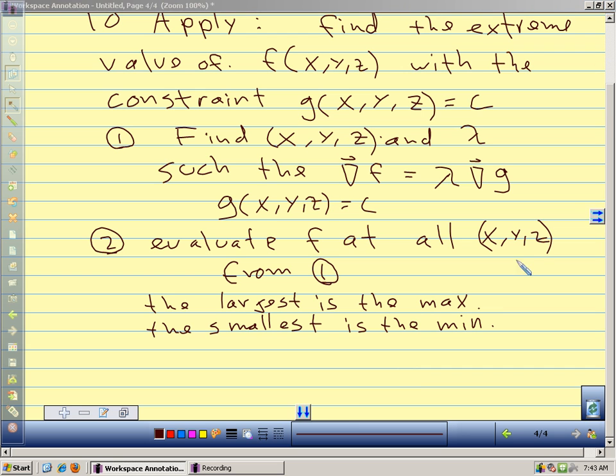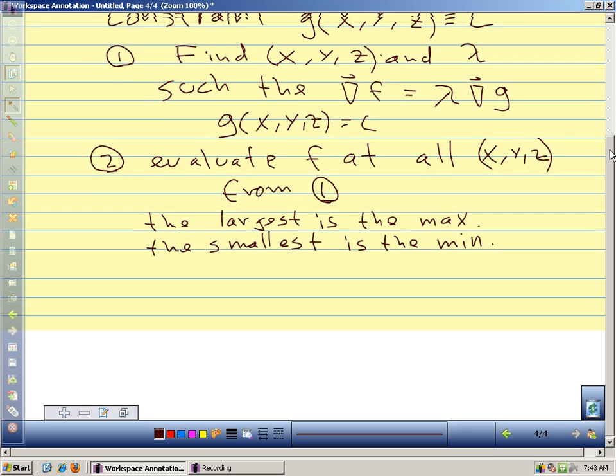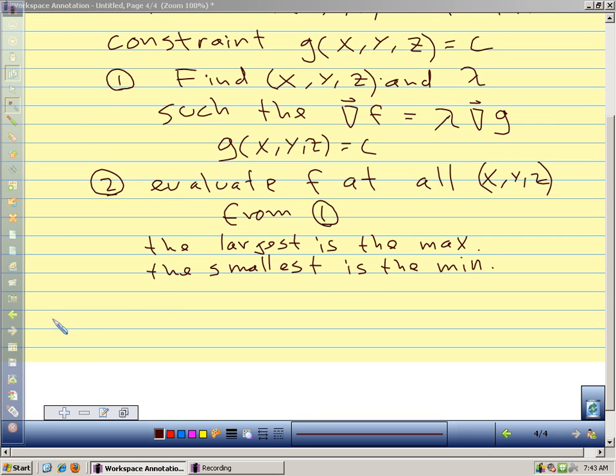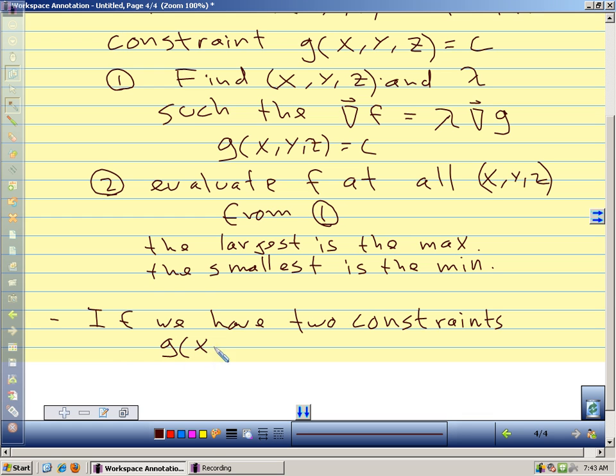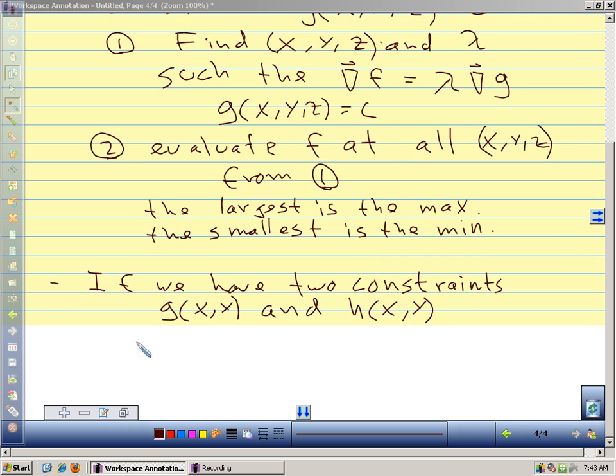And we can use Lagrange multipliers if we have more than one constraint. If we have two constraints, and our two constraints are g of x, y and h of x, y, each of these is some constant. Those are two constraints. We use two Lagrange multipliers.